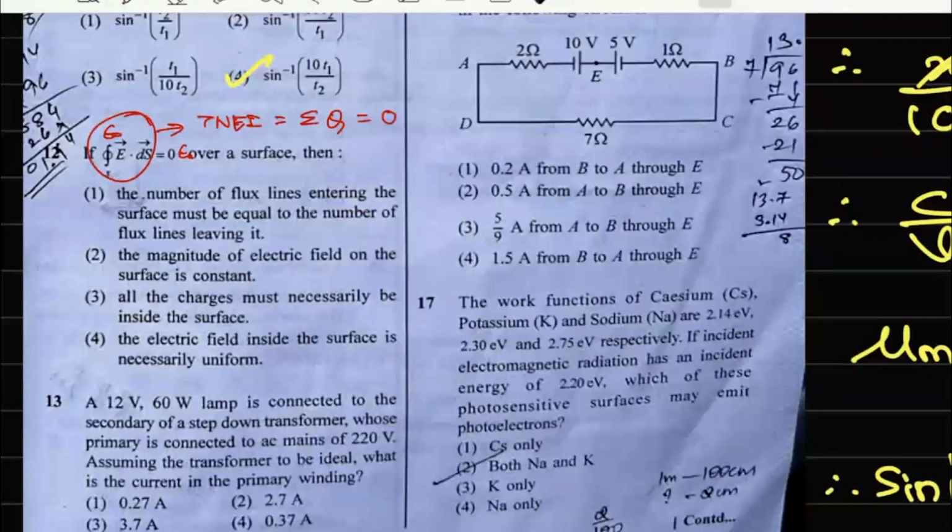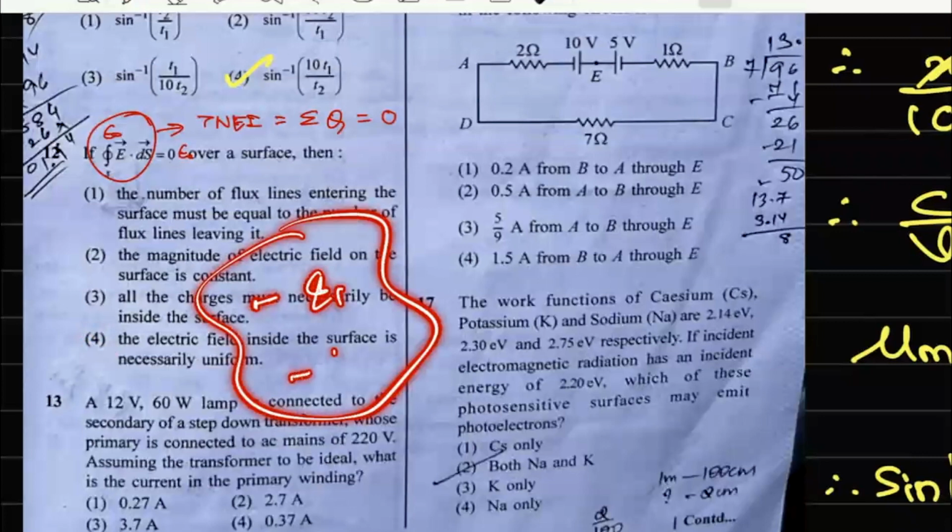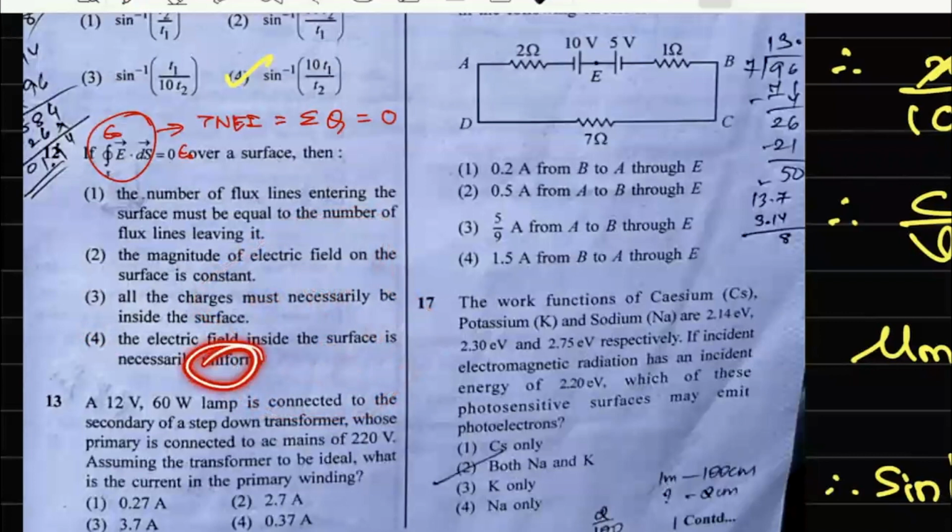The electric field inside the surface is necessarily uniform. No, there is no charge. And even if there were some charges, say there is an arbitrary surface and I have some charges Q1, Q2, Q3 adding up to be 0, then it's not necessary that I should have a uniform field. So if we think about it, considering TNEI is 0, because in option 2 they are talking about the electric field on the surface, I don't think there is anything on the surface.